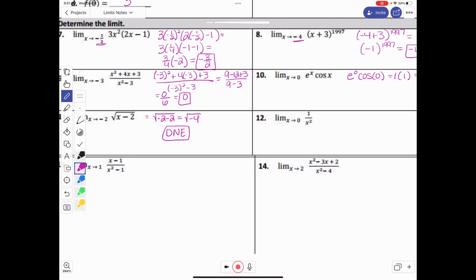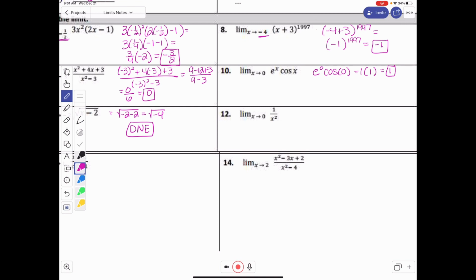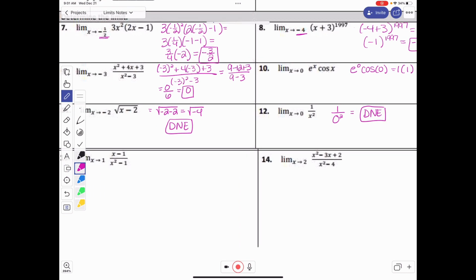On the next one here, if we plug in a 0 on the bottom of a fraction, we get 1 over 0 squared. Well, we can't have a 0 on the bottom of a fraction. Normally, we would talk about factoring, but this one can't be factored. There's nothing that we can do with this. So this is another one that does not exist. This limit does not exist.